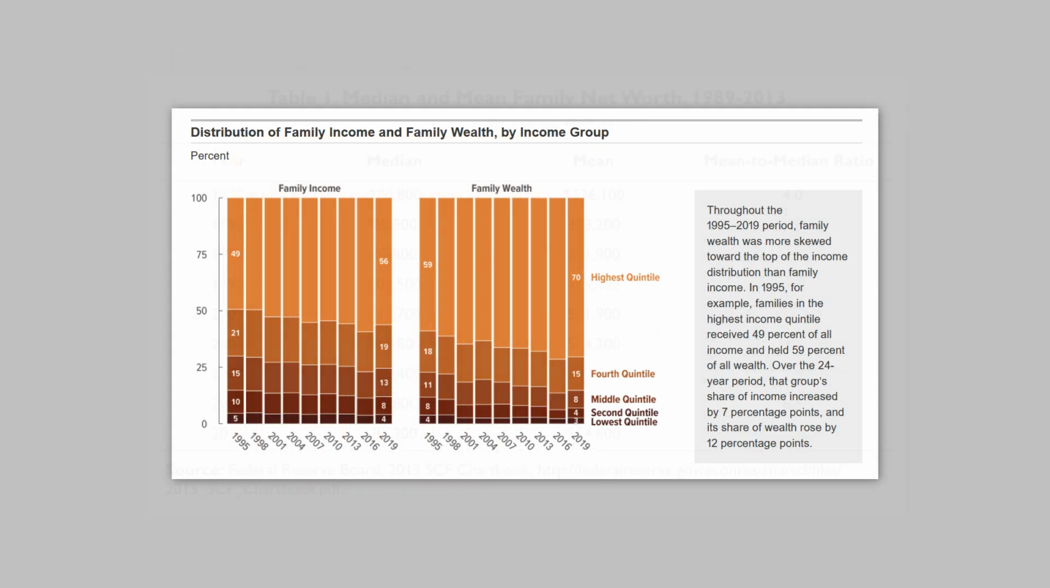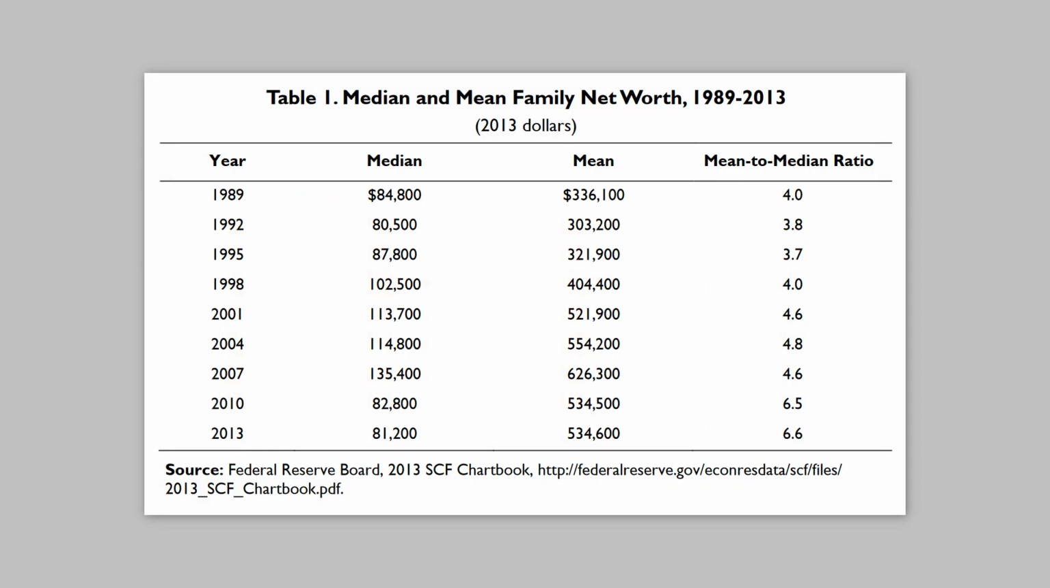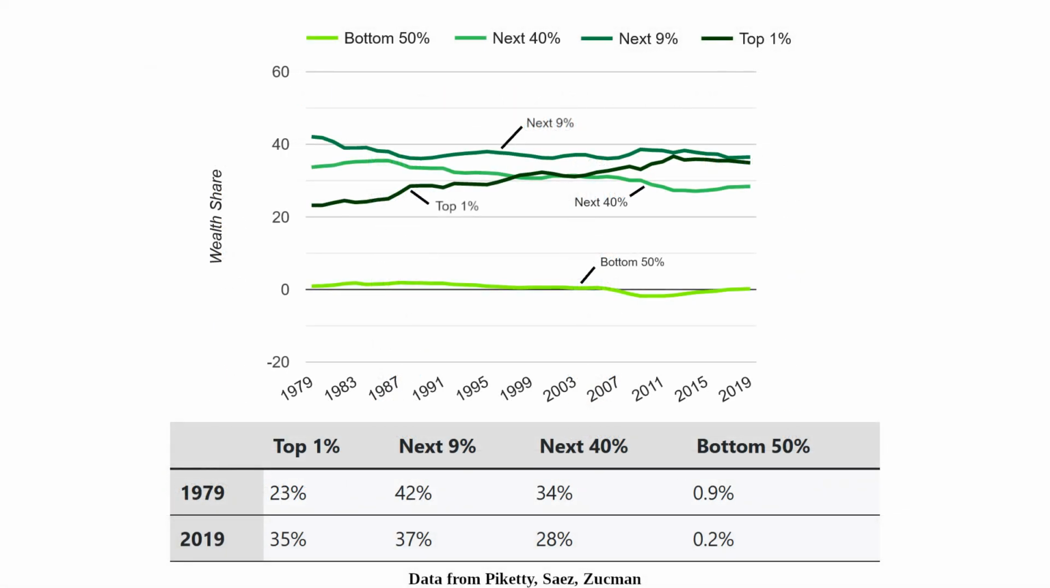Another report from the Congressional Research Service analyzed the mean to median ratio. When the ratio is high, it means that the average value is greater than the middle value, suggesting that wealth is concentrated towards the top. As you can see, the ratio starts at 4 in 1989 and increases to 6.6 for 2013, indicating a strong shift in the wealth distribution towards the highest wealth levels. Data from PSC also shows this trend.